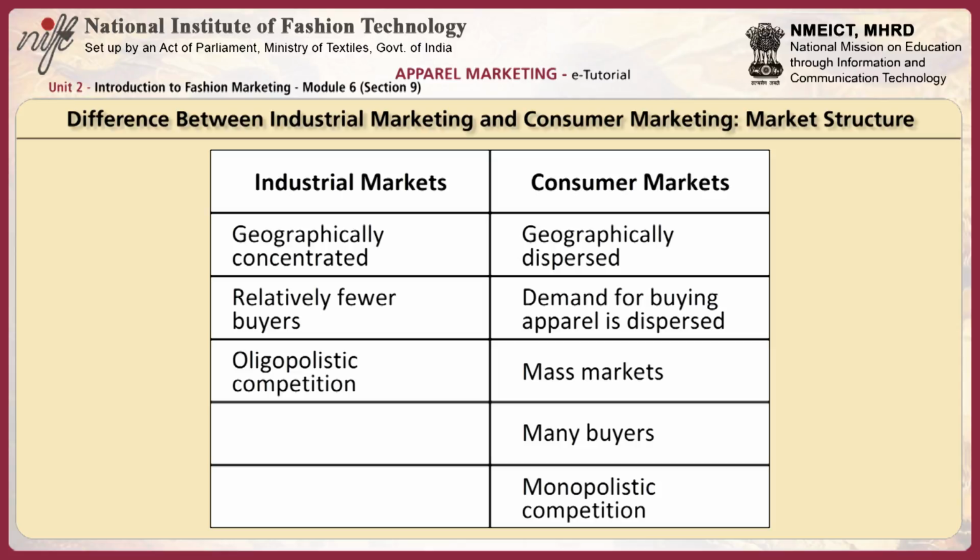Now, when we come to the consumer markets, they are geographically dispersed. The demand, say for example, of buying apparel is dispersed. The mass markets are characterized by many buyers. There is also sometimes monopolistic competition.